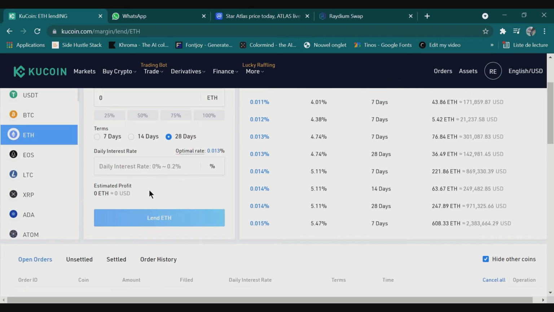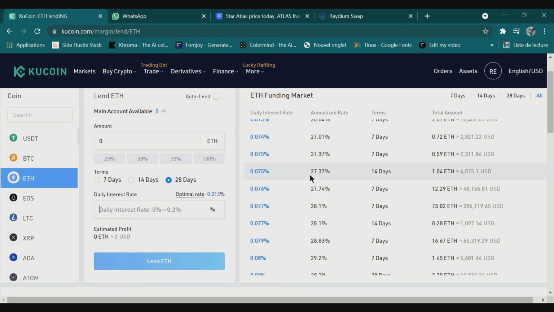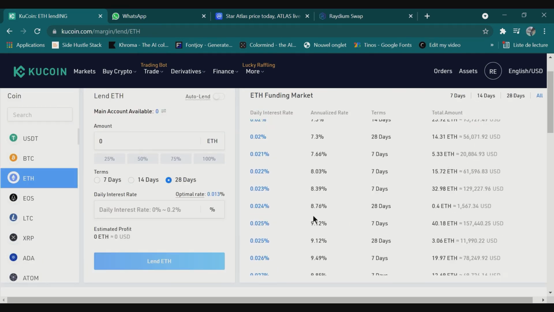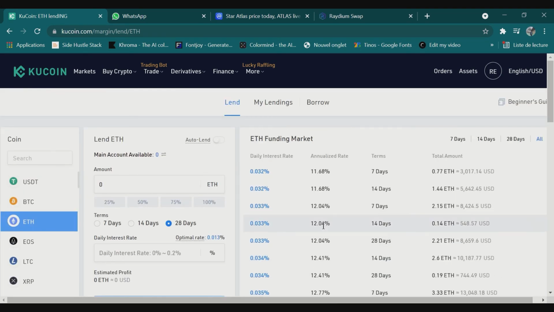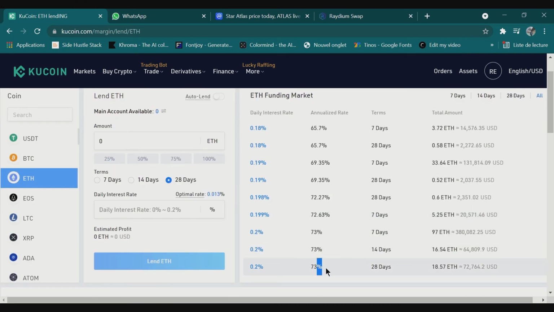Here you can set up your interest rate, which has to be between 0% and 0.2%, and then you can see pretty much how much money you can make depending on how much Ethereum you're going to be giving out, and how many days you're going to be doing this. But as you can see, the annualized rate on Ethereum is usually low. The highest one they have is if you give out a 73% rate for 28 days, but for that you need to lend up to 18.57 Ethereum, which equals around 72,764 USD, which is a lot of money.